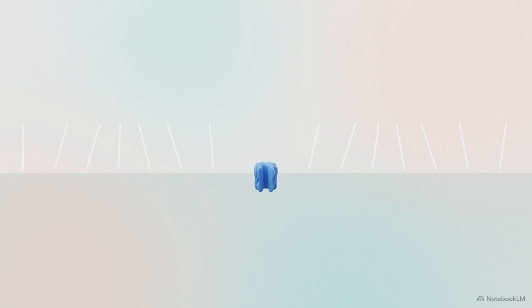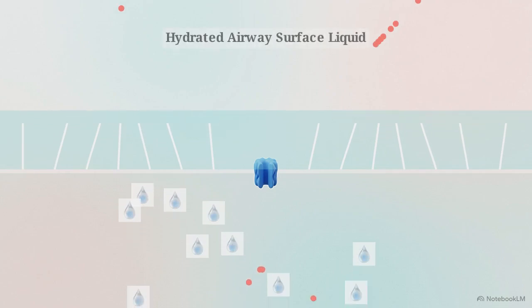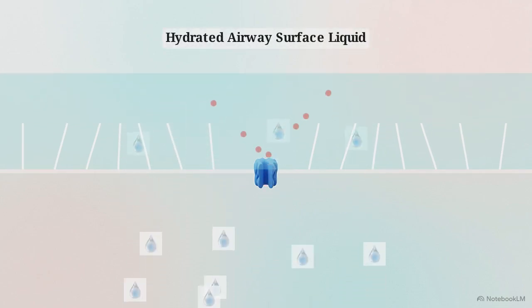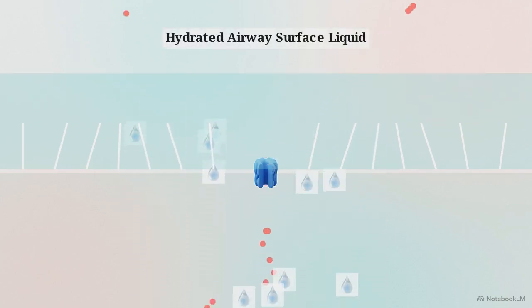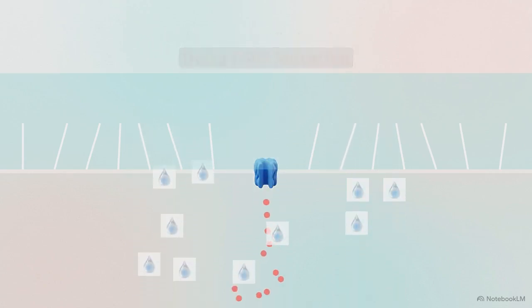The CFTR protein functions as a chloride channel on the pulmonary epithelium. It actively pumps negatively charged chloride ions out of the cell. Through basic osmosis, water molecules track those ions, perfectly hydrating the mucosal layer above. The delta F508 mutation breaks this mechanism.